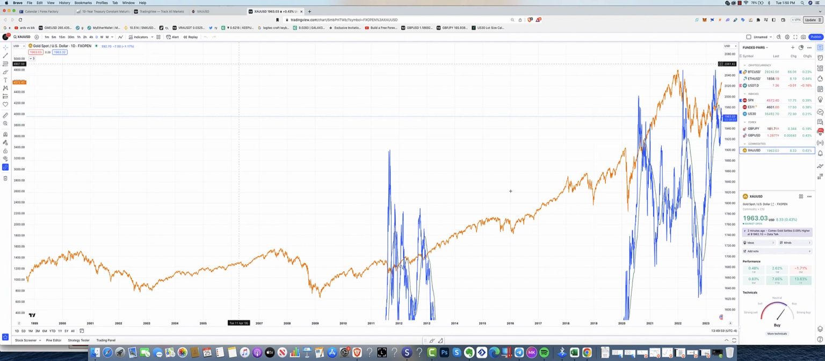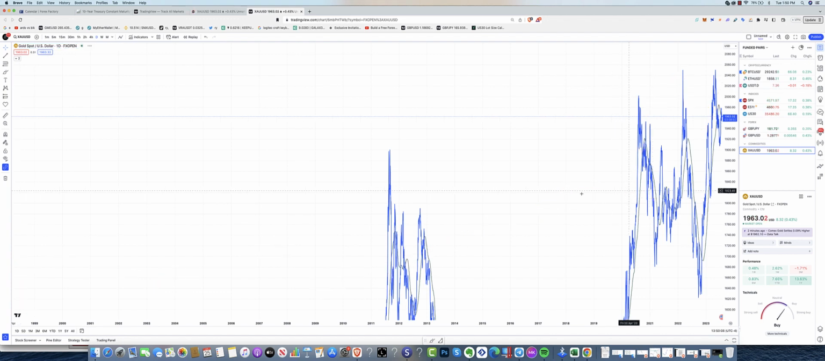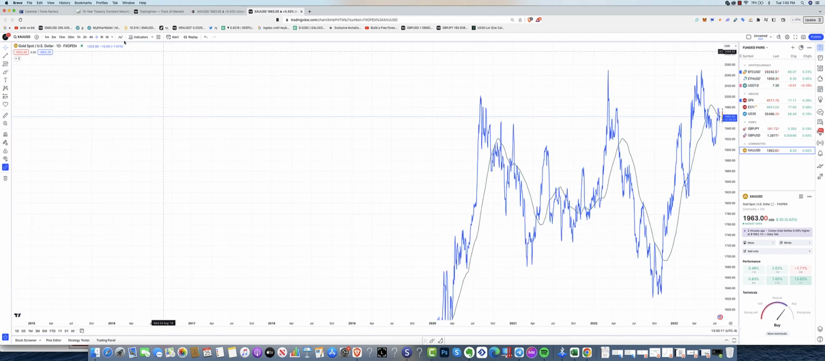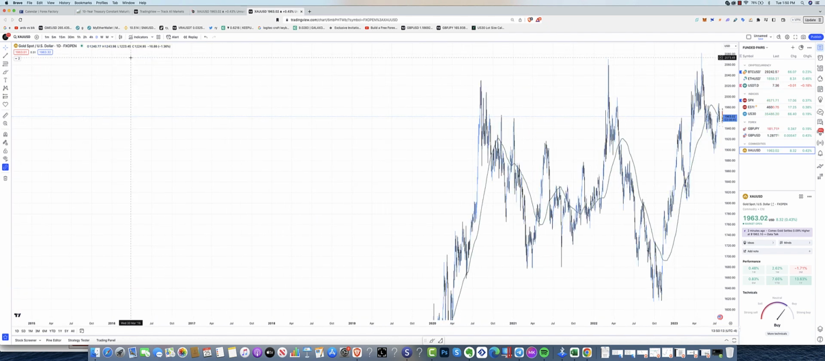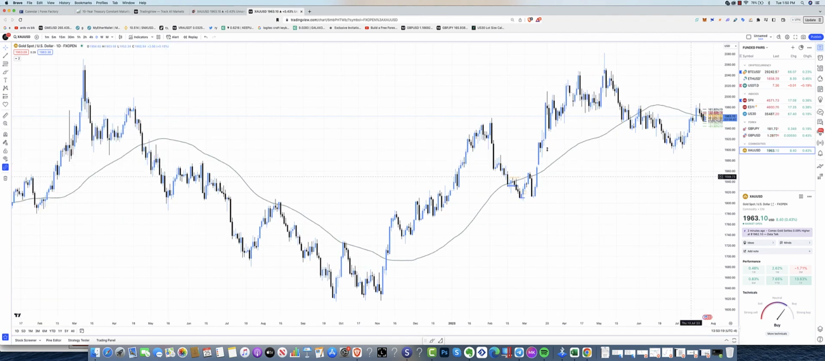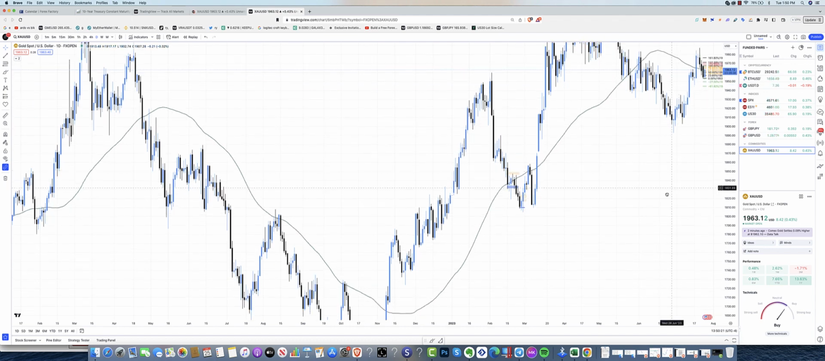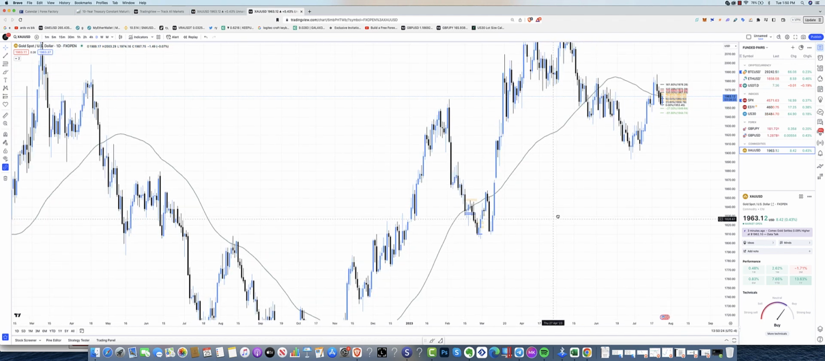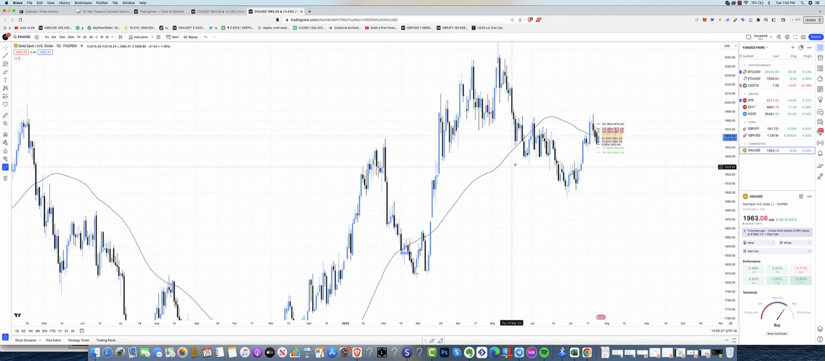Let's take this off. Take off the S&P. So right now we have gold. Currently we're on the daily time frame. If we look at it, we currently have gold in an uptrend.